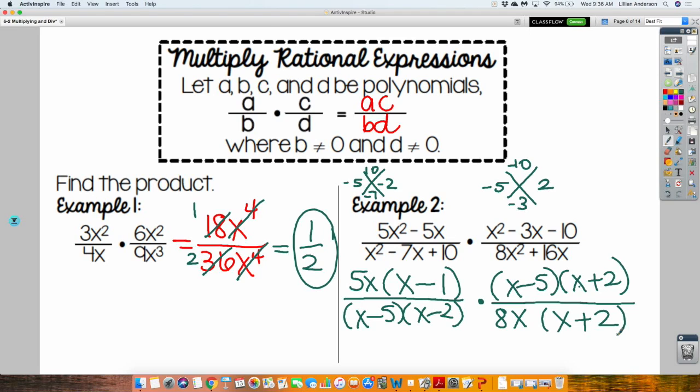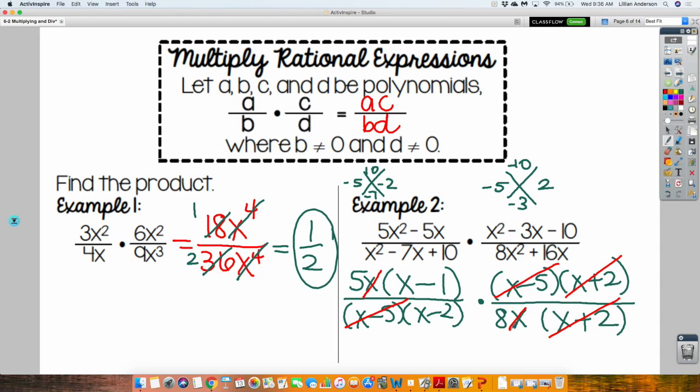Now we can look at what things we have in common with the top and the bottom so that they can cancel out. Haley, you said what? x plus 2 on the top and the bottom. Is there anything else on the top that can cancel out with the bottom? Maybe not on each individual fraction, but remember, we're multiplying these together, so we can go across the fractions. I have an x minus 5 and an x minus 5. And I have this x here. I'm telling you, it feels so good when you factor out all this and all these things just cancel out. Is there anything in common with the top and the bottom?